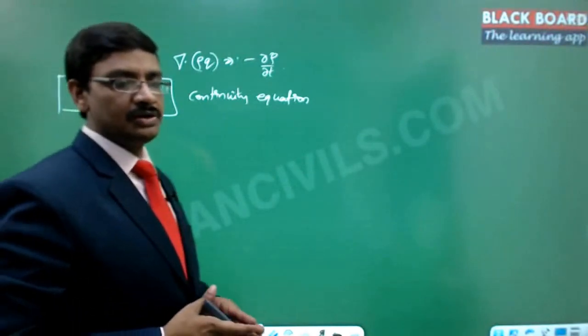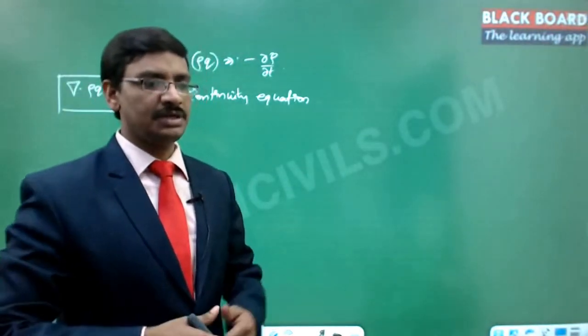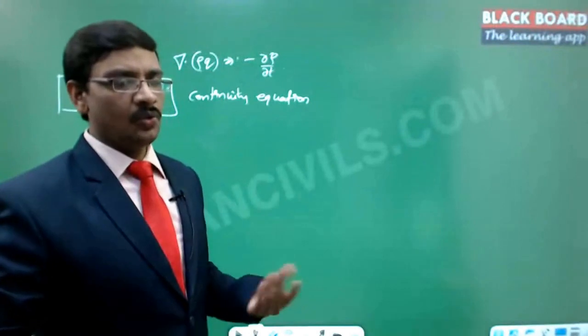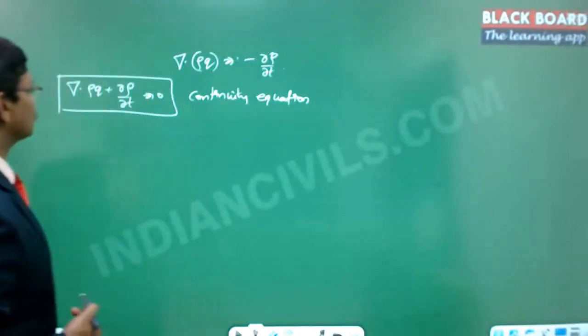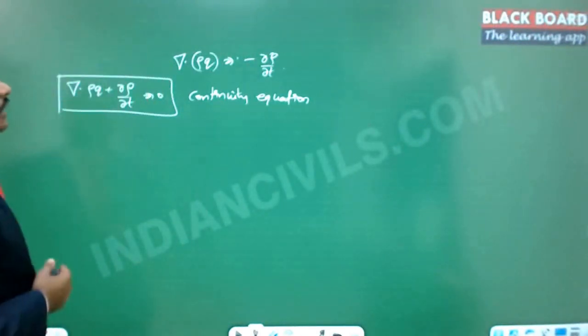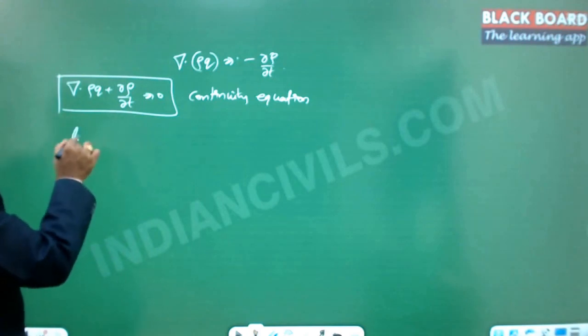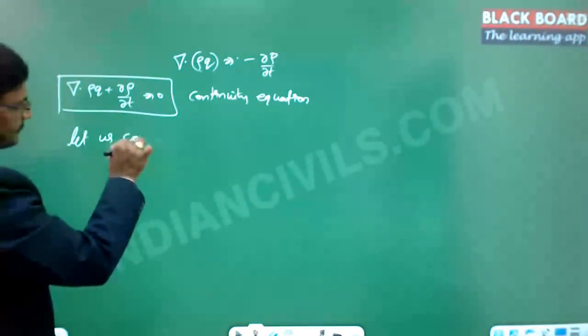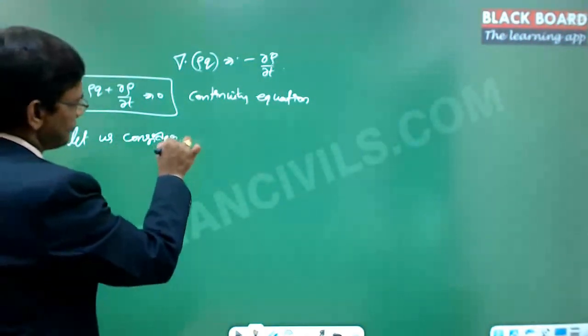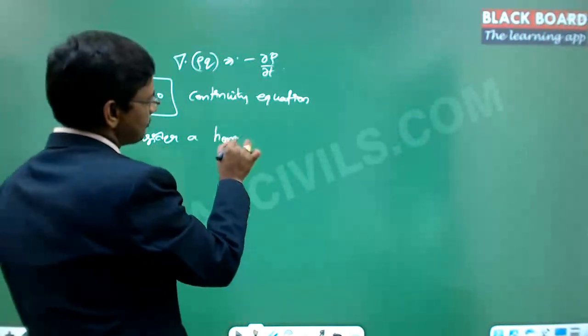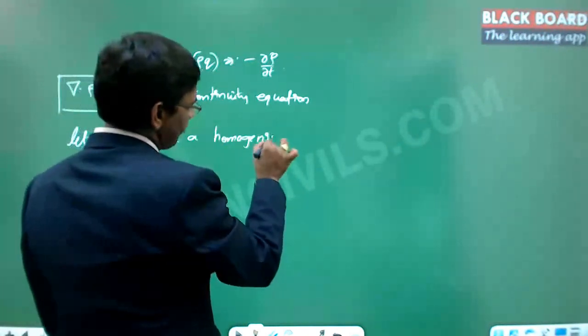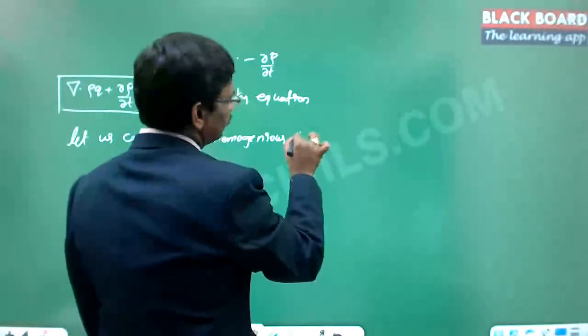So this is the final equation. This is called the continuity equation. But this continuity equation can be reduced to a greater extent. How we are going to reduce it is: here we have del dot rho q and dou rho by dou t. So let us consider a homogeneous incompressible fluid.